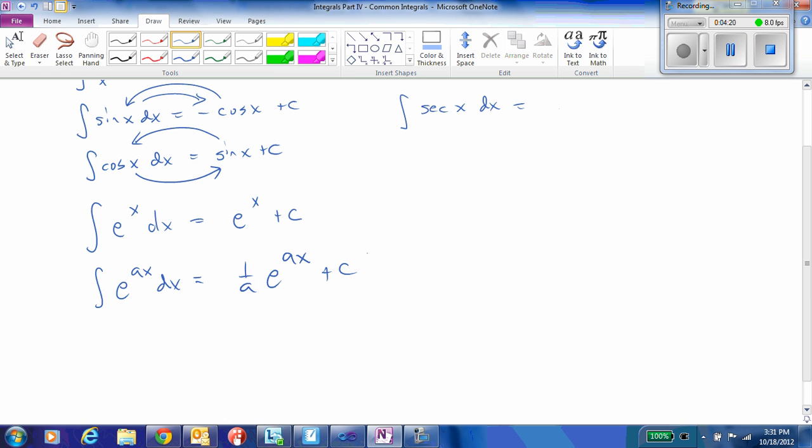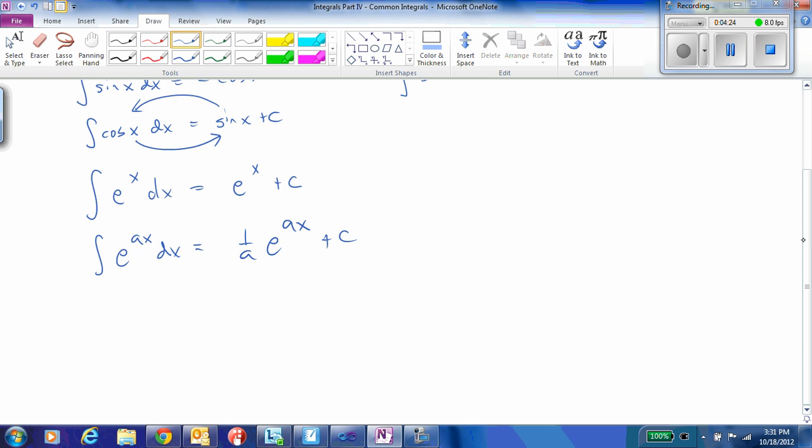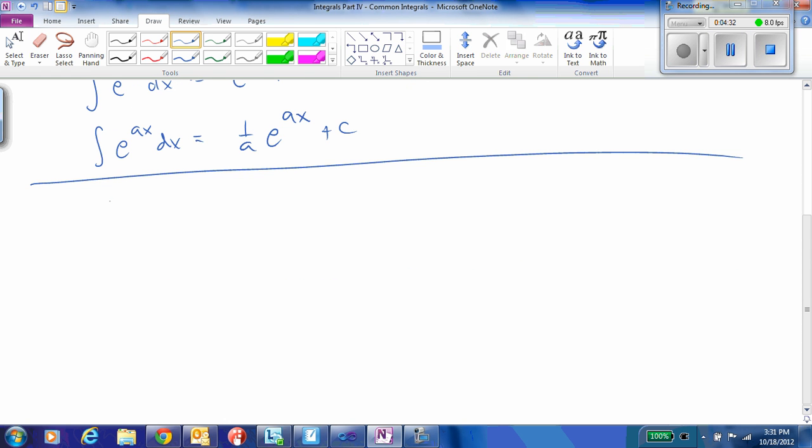Now, beyond just the simple integrals that you have memorized, we have to learn a few techniques on how to integrate. So the first technique is called u substitution.